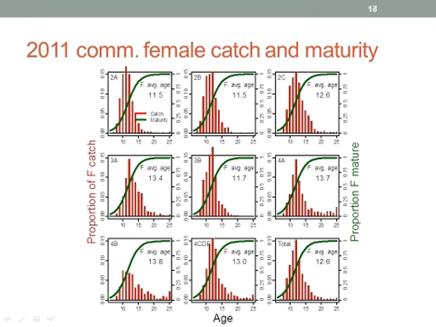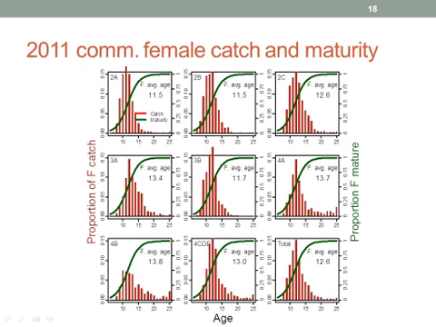We also just want to compare among regions. This shows the estimated female age composition in the commercial catch by area. So we're just contrasting or comparing the different regulatory areas. And so we have here in the red bars now just showing the proportion female in the catch by area. The green curve is common to each of the plots.